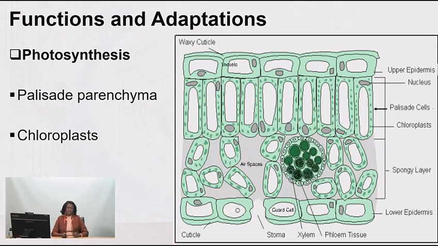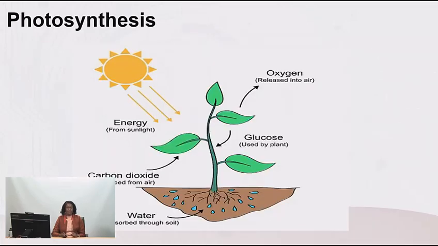Photosynthesis occurs in the palisade parenchyma cells within the chloroplasts. Chloroplasts are very green in nature so as to attract the sunlight and convert carbon dioxide into sugars. So this is the process of photosynthesis.